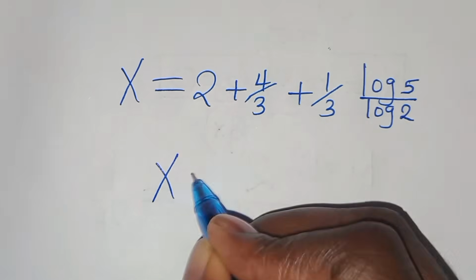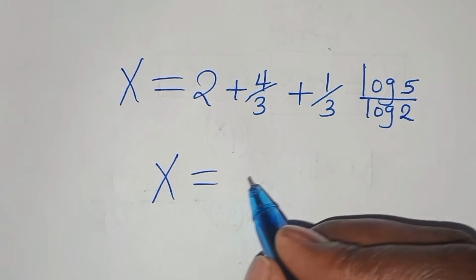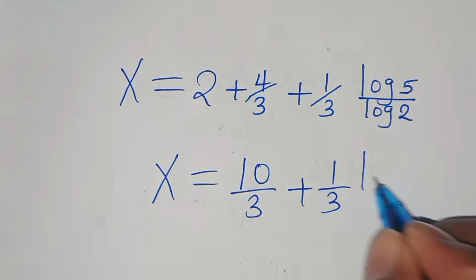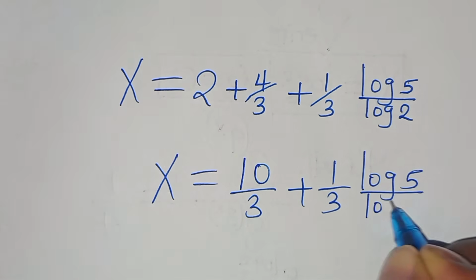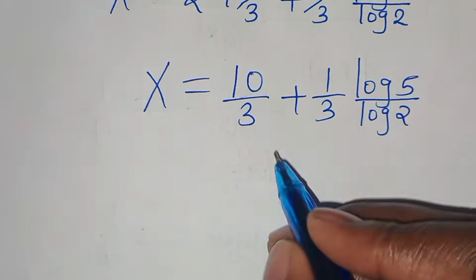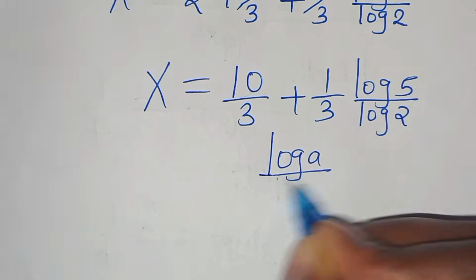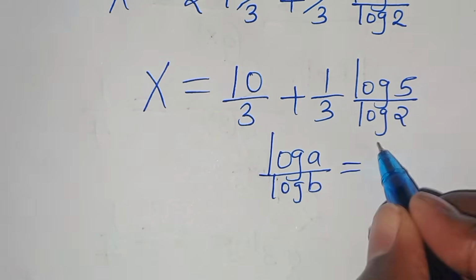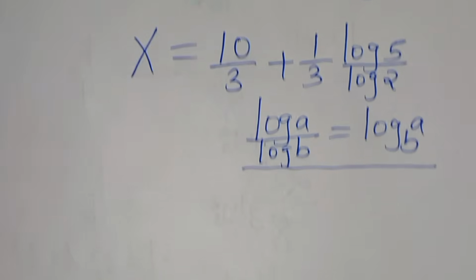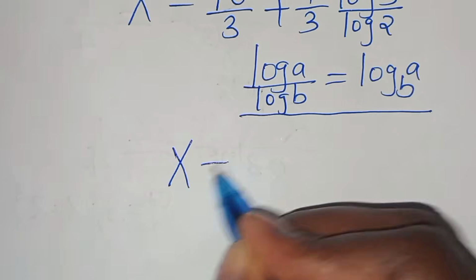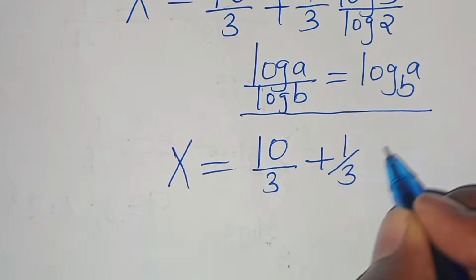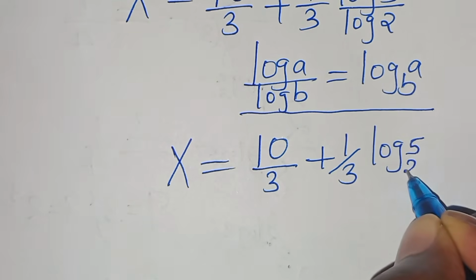So we have x is equal to 2 plus 4 over 3. This is the same thing as 10 over 3 plus 1 over 3. This is log 5 divided by log 2. Log 5 over log 2, this is in the form of log a divided by log b, which we can express as log a to base b. So let's apply this logarithm property so that now we have x is equal to 10 over 3 plus 1 over 3. This is log 5 to base 2.